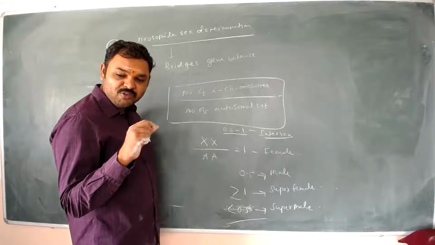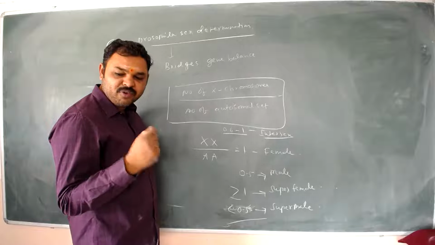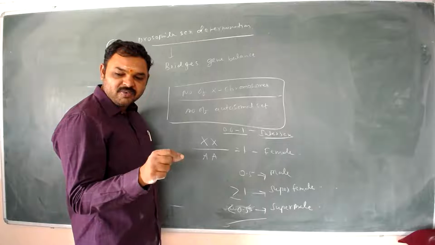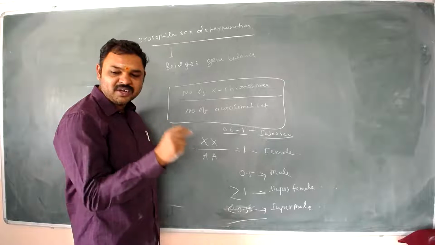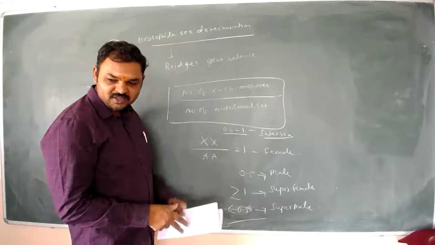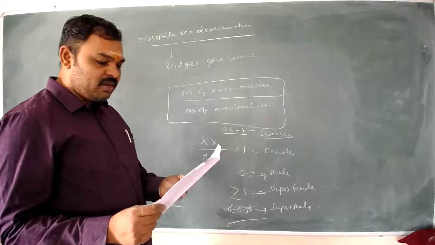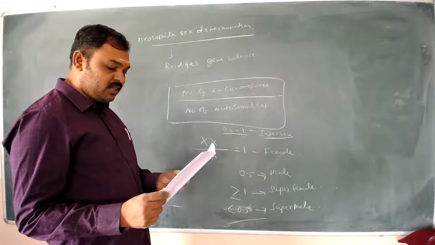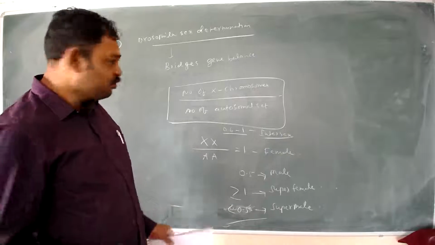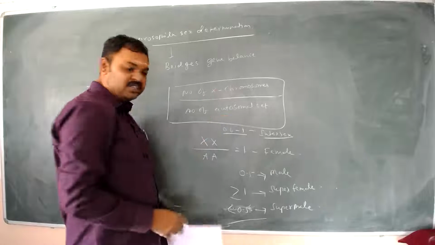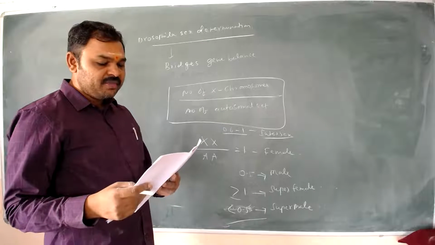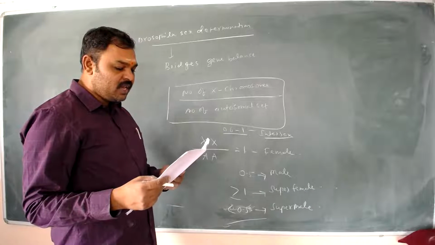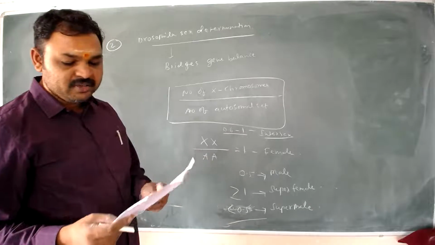Like this, the number of X chromosomes by the number of autosomal sets are given values. As per these values, we are deciding the sex of Drosophila. So what is the question? The question: Drosophila sex is determined by what? The ratio of the number of X chromosomes to the number of autosomal sets. Which option is that? Option A is the correct one.